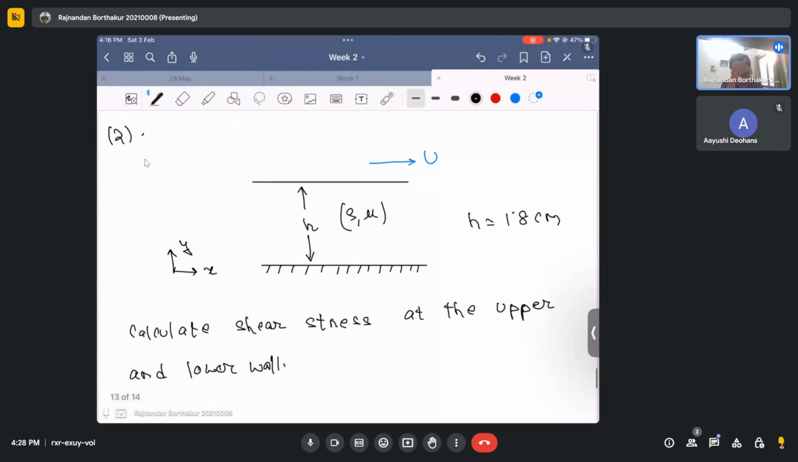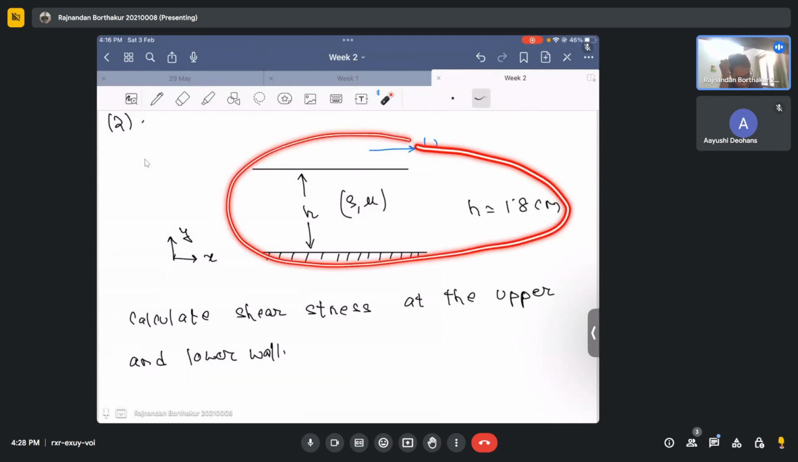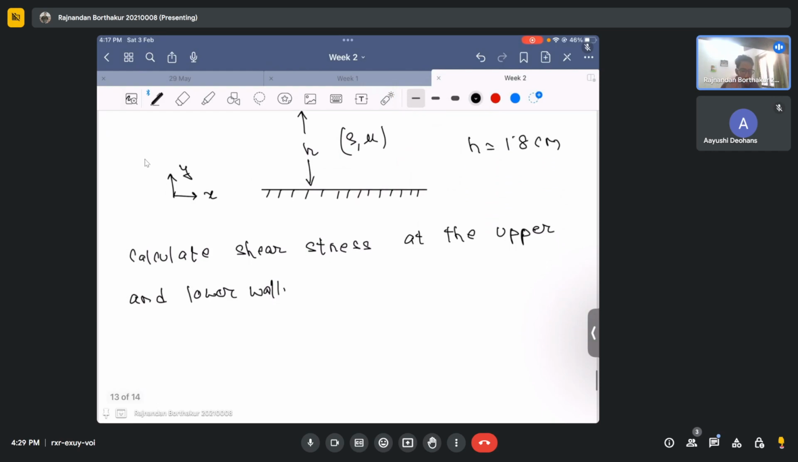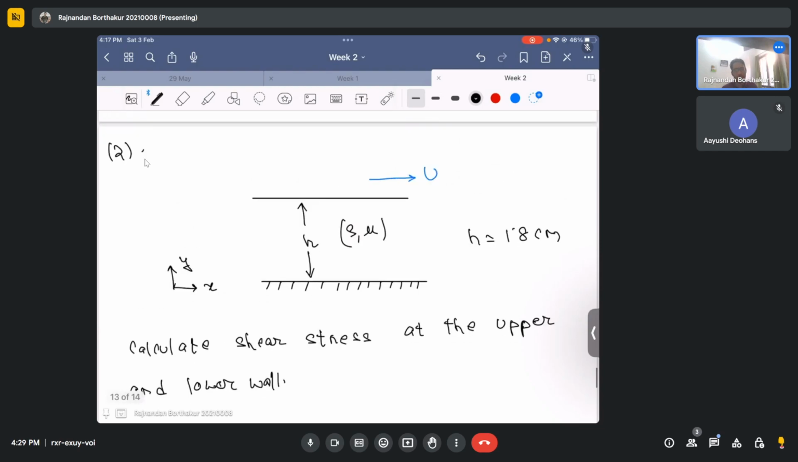Okay, guys. So let's now solve one more problem. This is a very simple problem and it's not as long as the previous problem. This is again a Couette flow problem, and it's basically some numerical results that we need to find out. In the special case, the upper plate now moves with some given velocity u, and the height of the channel is given to be 1.8 centimeter. They're asking us to calculate the shear stress at the upper and lower wall.